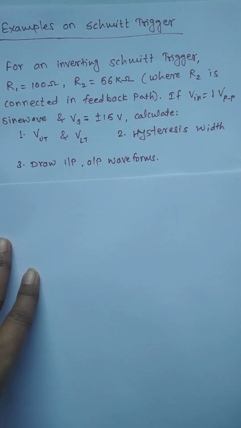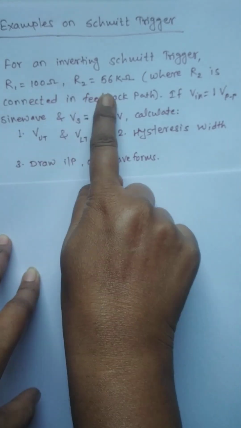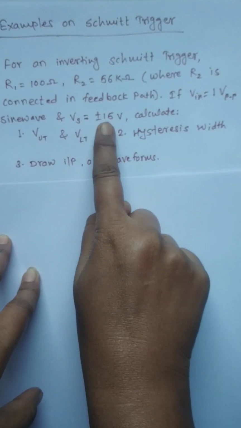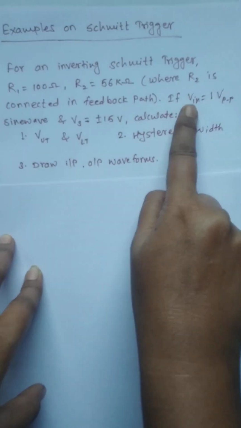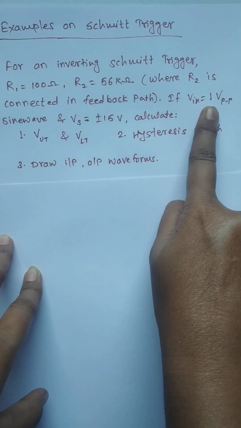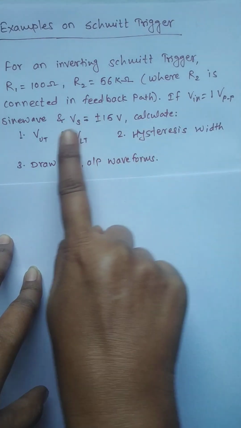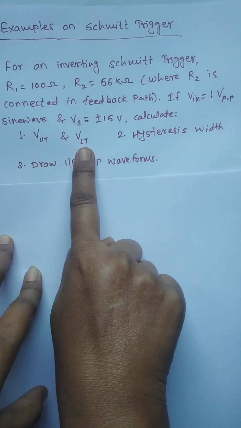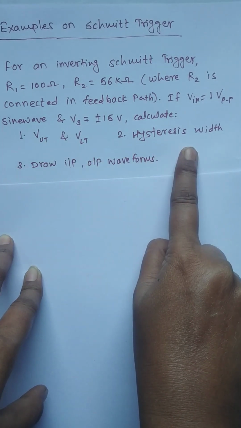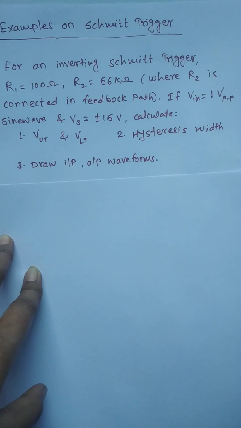Let us start with examples on Schmitt trigger. Now there are two varieties of examples that can be asked. One is where all the values of the components have been given, like R1, R2, the supply voltage to be connected, and how much input voltage is applied, and you have to find out UT and LT values or hysteresis width. Another type can be the design of the Schmitt trigger. So let us start with the first one.